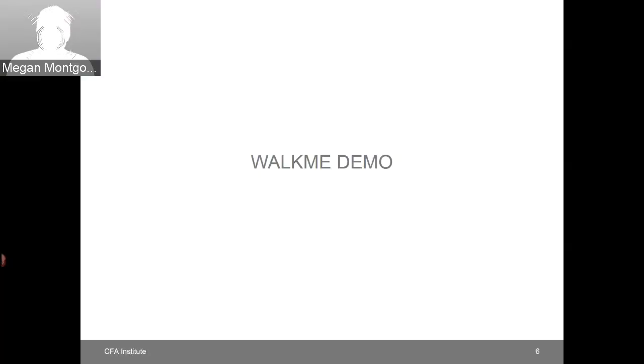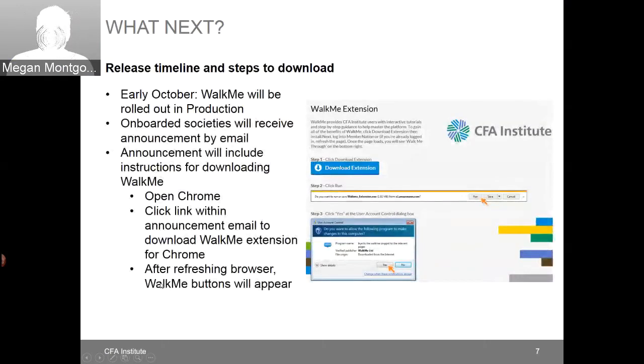So what are the next steps then? Early October, probably next week, we will be rolling this out in production so that it'll be available to everyone who's currently onboarded and using Member Nation. All onboarded societies will receive an announcement by email letting you know that this is available. And it will include instructions for downloading the WalkMe tool.